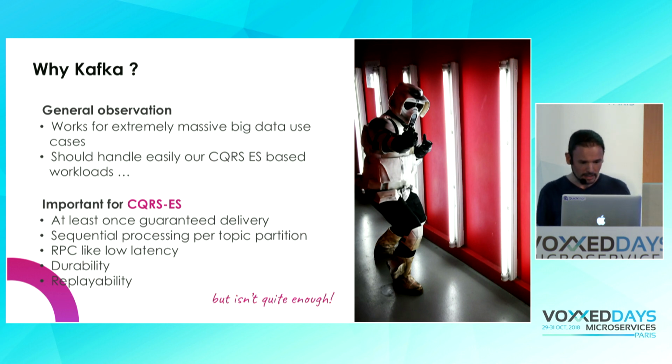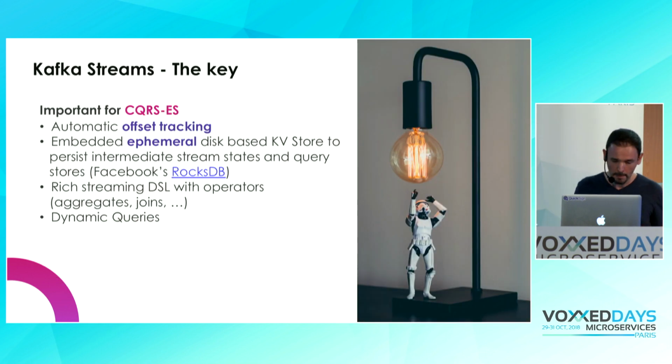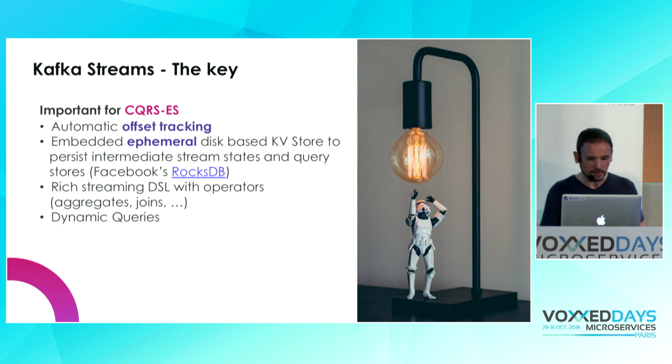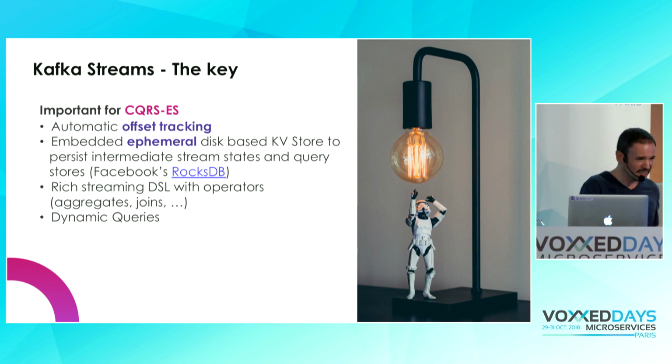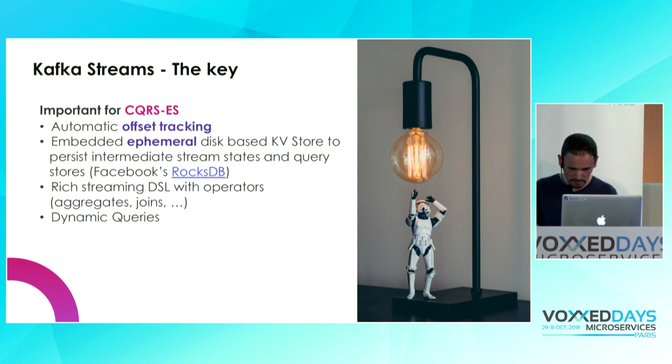But it's actually not quite enough. Here comes Kafka Streams. Kafka Streams is key to building an event-sourced architecture on top of Kafka. Without Kafka Streams, it's possible, but it's quite hard. Kafka Streams makes it much easier. It provides automatic offset tracking.